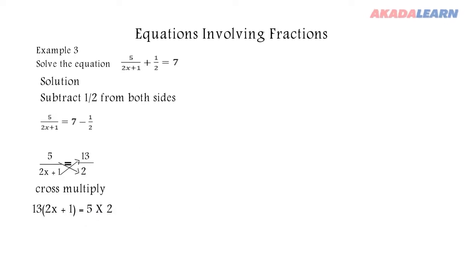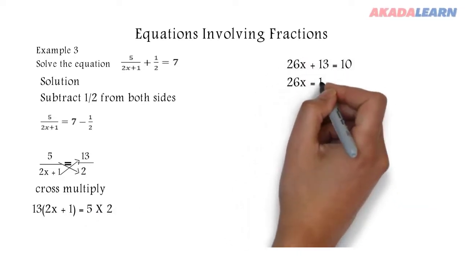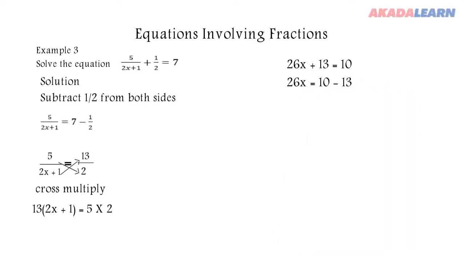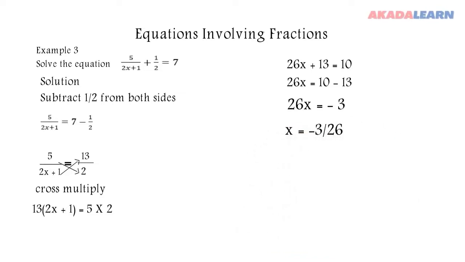We open the bracket on the left hand side. 26x plus 13 equals 10. We subtract 13 from both sides. We have 26x equals minus 3. We divide both sides by 26 and our x is minus 3 over 26.